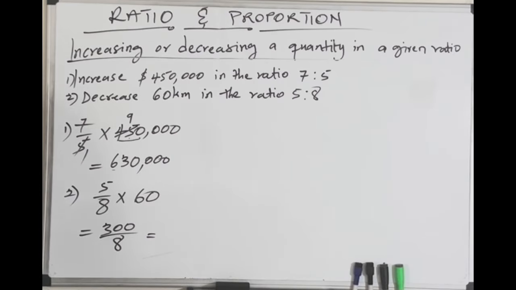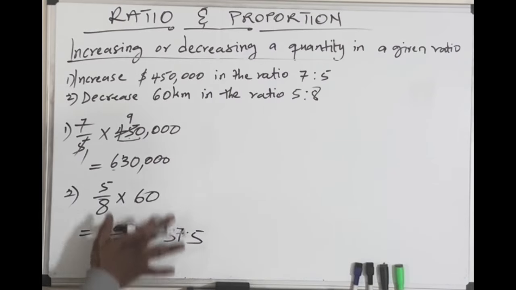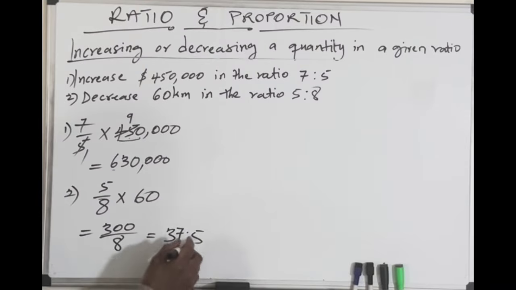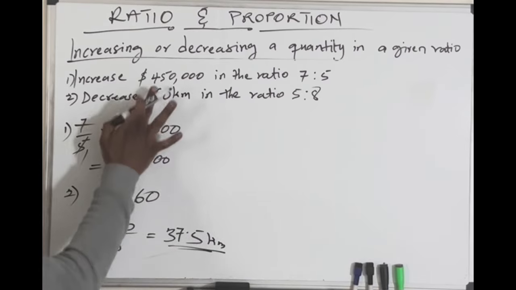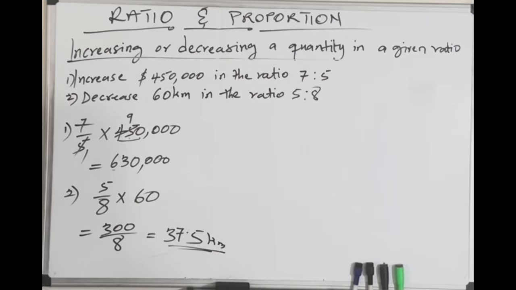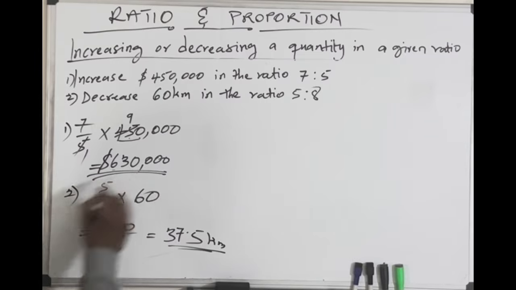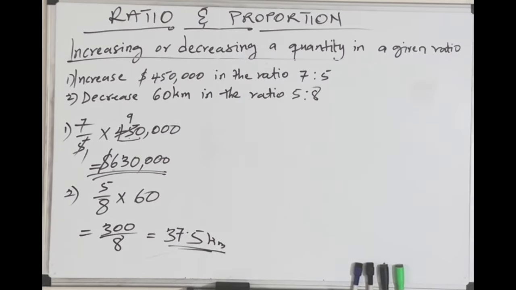Now let's divide 300 divided by 8. We have 37.5. Okay, so it was 60 kilometers. Now it's 37.5 kilometers. We have decreased it, and this time around, it's not the same 60 kilometers. All right, so yeah, easy stuff.